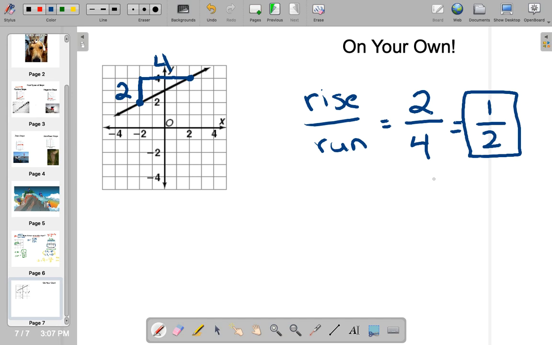I hope that was a good starting point for you on slope. Obviously, this is a skill we work on for a long time, and there's lots of improvements to make. As always, if you have any questions, please let me know.